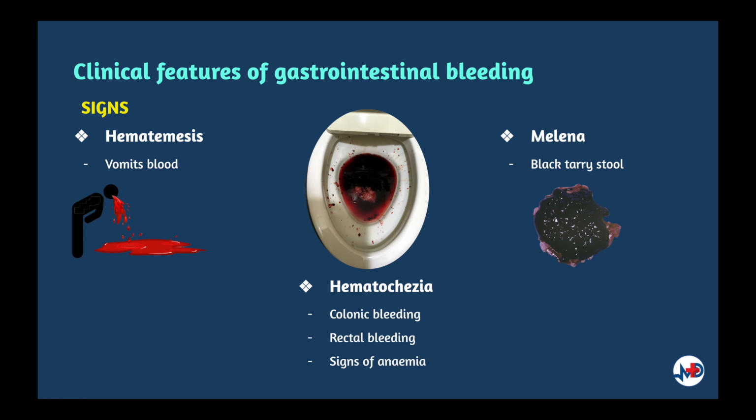Hematochezia, the passage of bright red or fresh blood through the anus with or without the stool accompanying, is most commonly due to bleeding in the lower gastrointestinal tract. Colonic bleeding represents maroon jelly-like traces of blood in the stool, and if it's just rectal bleeding, one would expect to see streaks of fresh blood on stools, and finally, not missing the signs of anemia.